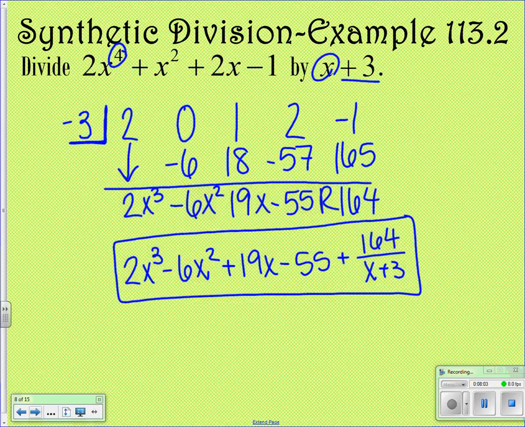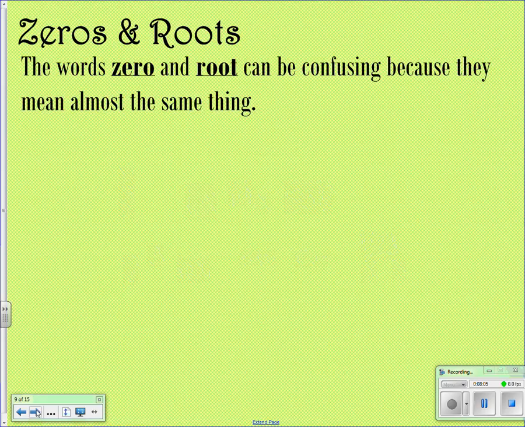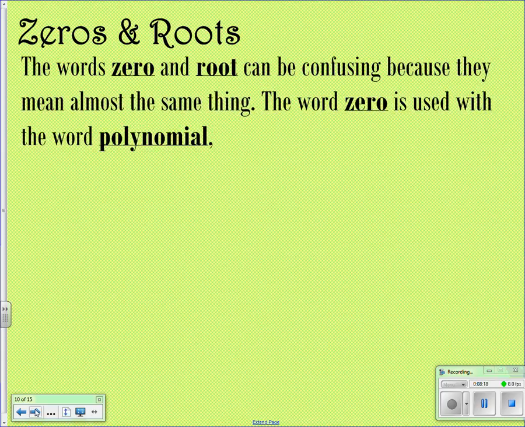Now we're going to look at zeros and roots. The word zero and root can be a little bit confusing because they mean almost the exact same thing. They're not exactly the same thing, but they mean almost the same thing. Okay, so the word zero is used with the word polynomial. And a polynomial is where you have a bunch of terms.